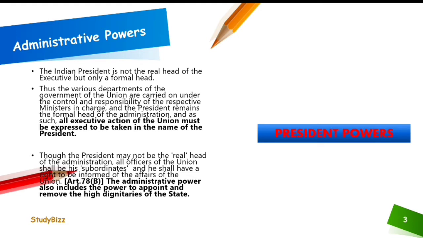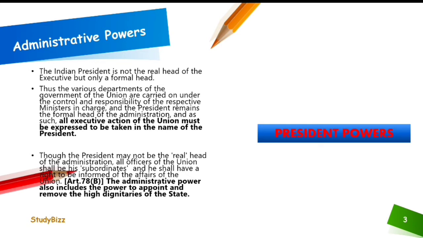This we should understand. So administrative powers are nothing but executive powers, we can say, and this is separate from the legislative powers, and separate from the judicial and the military powers he has. Though the president may not be the real head of the administration, all officers of the union shall definitely be his subordinates, and he shall have the right to be informed of the affairs of the union.